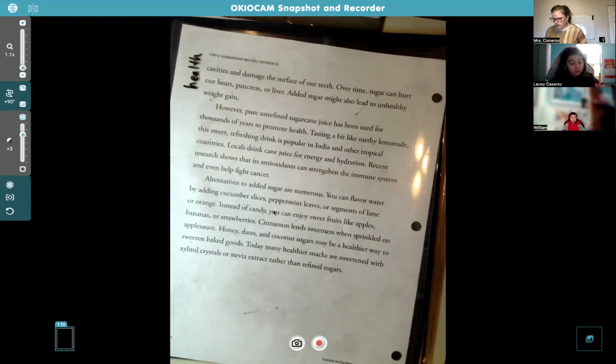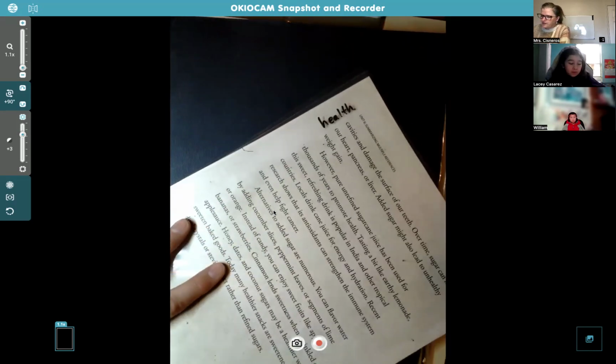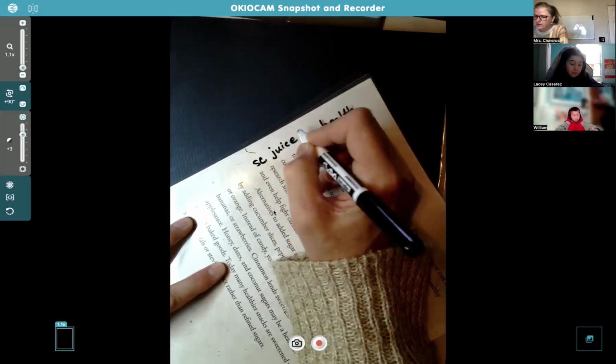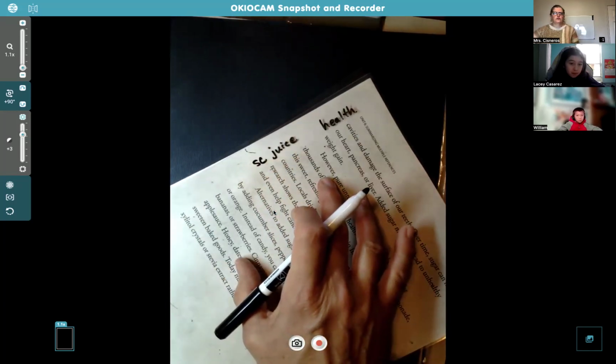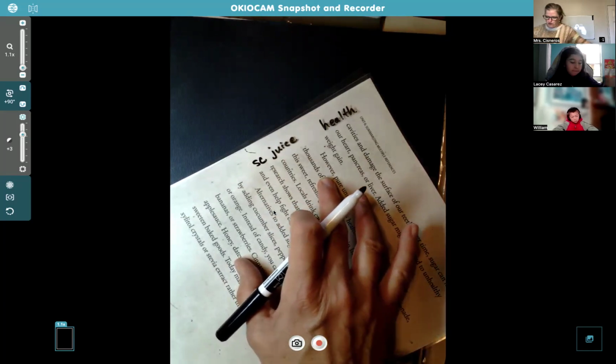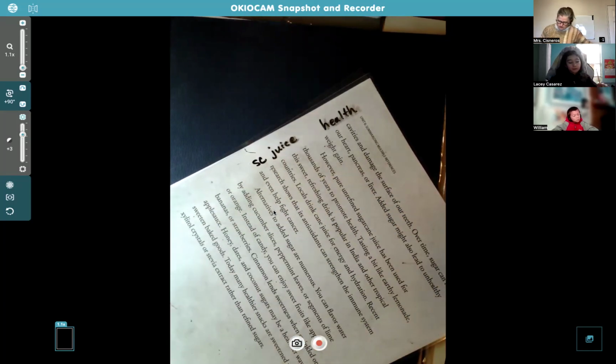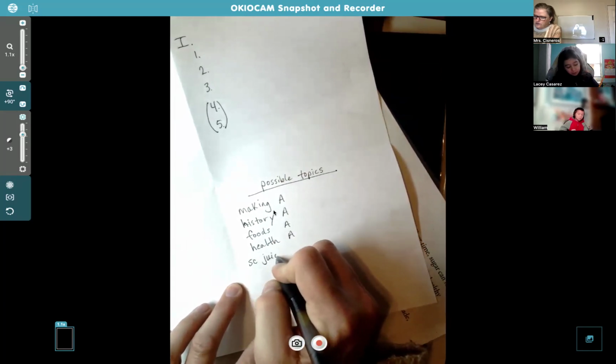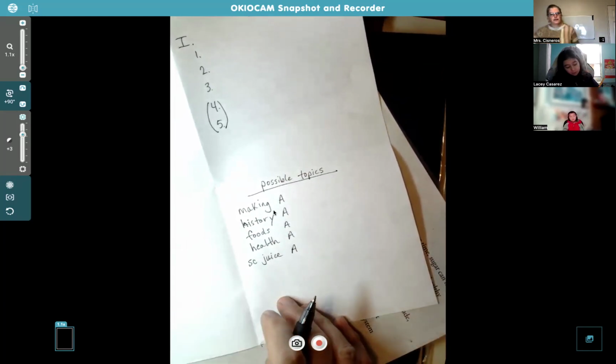So this is talking about a part of sugar that's the sugar cane. It's called sugar cane juice. So I'm just going to label this SC for sugarcane, SC, and then I'm going to put juice. It's talking about the sugar cane juice. This is the paragraph that starts with that word, however. And you guessed it, we got to add it to our possible topics. SC juice. And we'll put an A. So far, all of this is found in Article A.